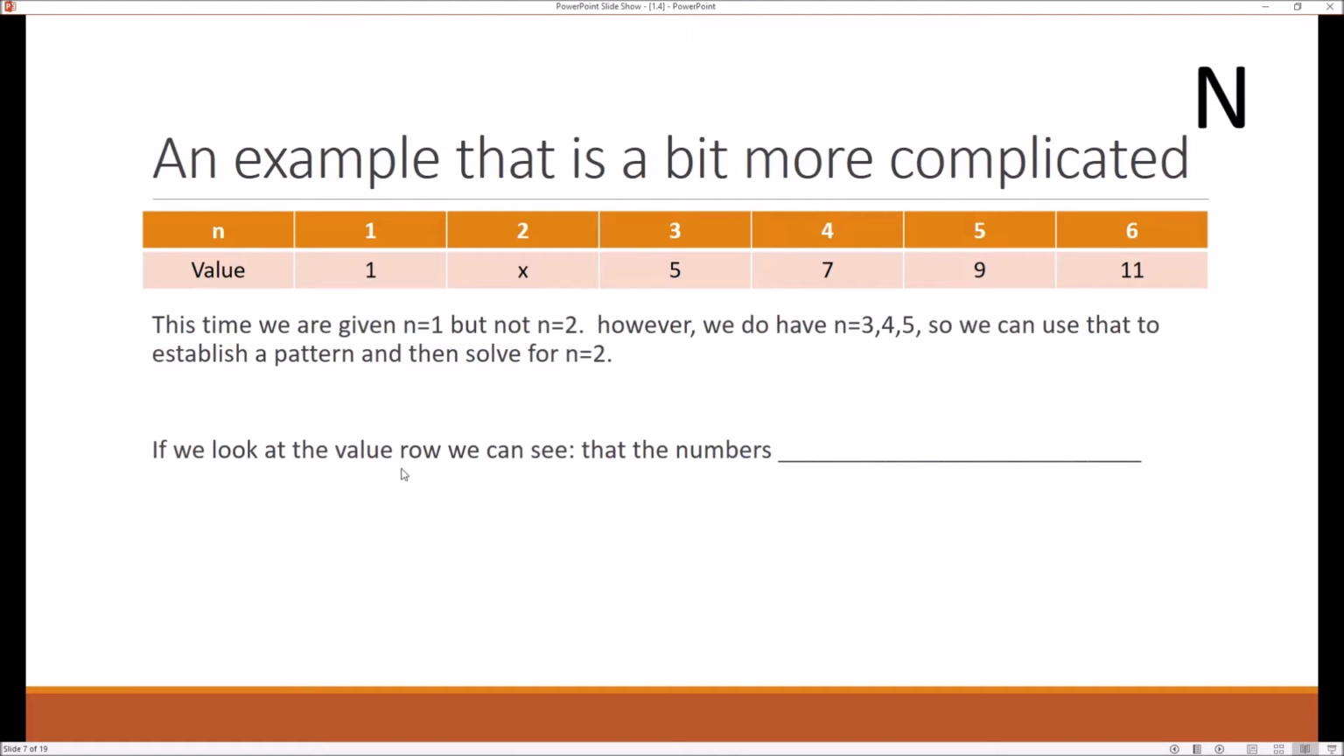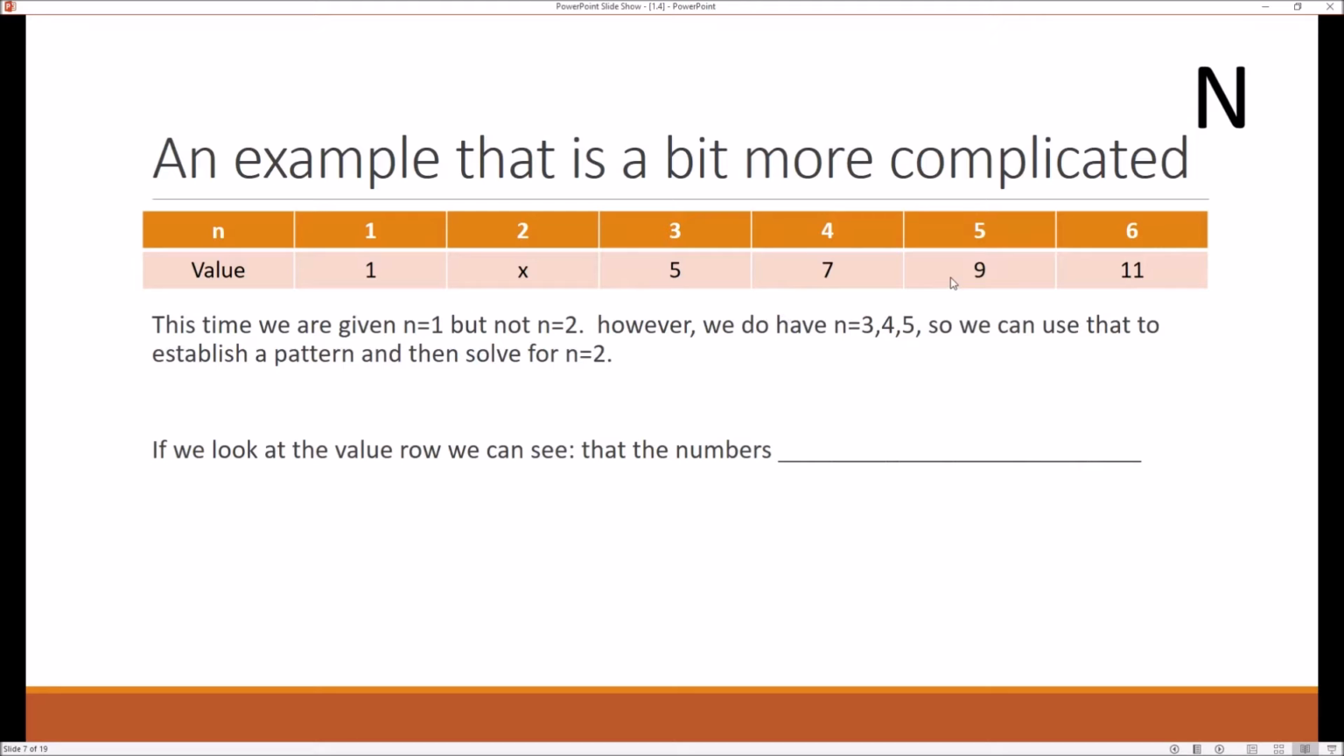So what do we do? If we look at the values, the value row, we can see that when we start with 1, then we don't know, and we have 5, 7, 9. That's adding 2 each time from n equals 3 on, right? So when we fill in this table, we can use inductive reasoning now to see that we go from 1 to 3 to 5 to 7 to 9.